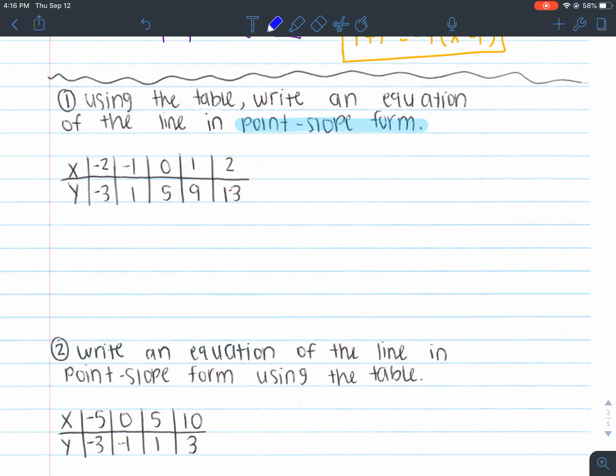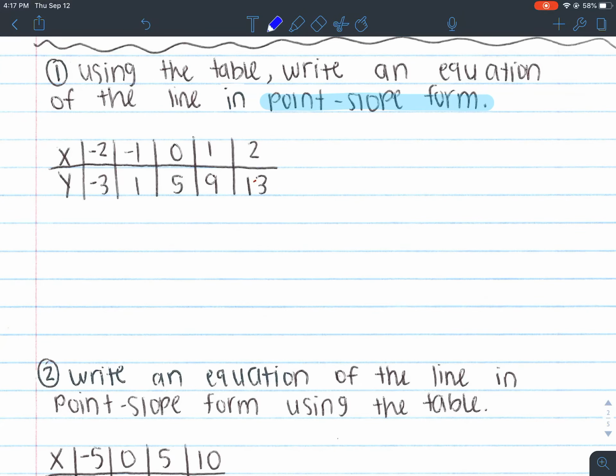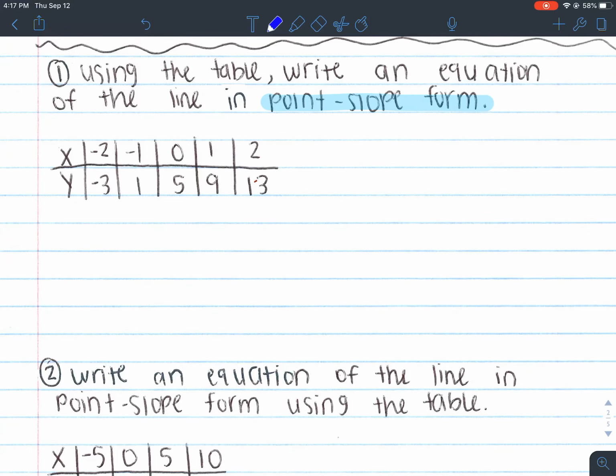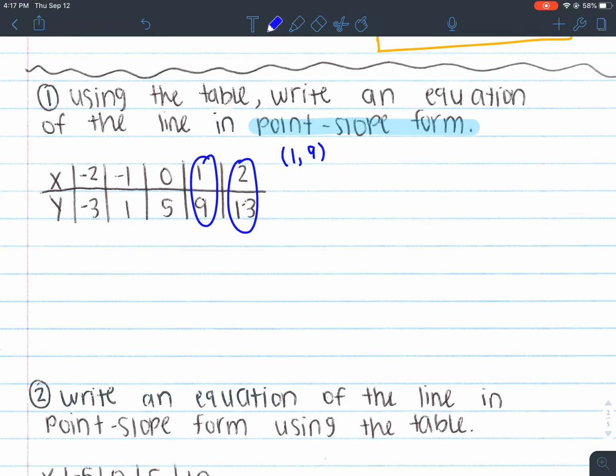Now, there's multiple ways you can find slope, right? Because they didn't give it to us, they just gave us a table. So there's a couple ways you can find slope. You can either pick 2 points and use the formula, or you can do change of y over change of x. I'm going to go ahead and do both here. So I'm going to go ahead and use 2 points first, and it doesn't matter which 2 points you pick. Just pick 2 points to use with your slope formula. And I'm just going to pick the last 2. Why not? So I have (1, 9), and I have (2, 13).